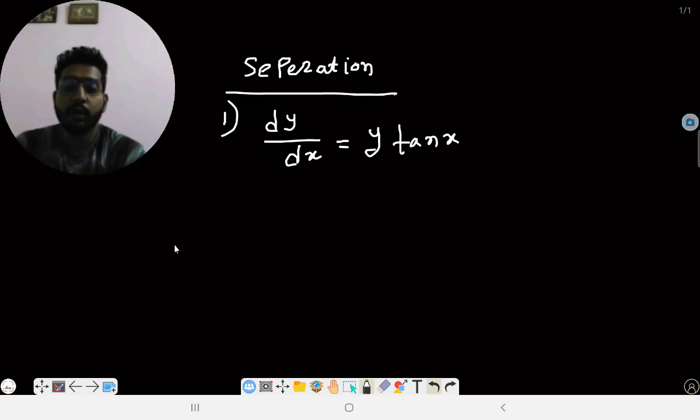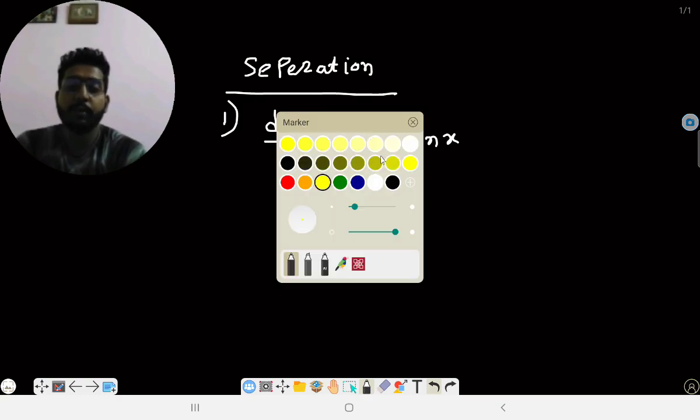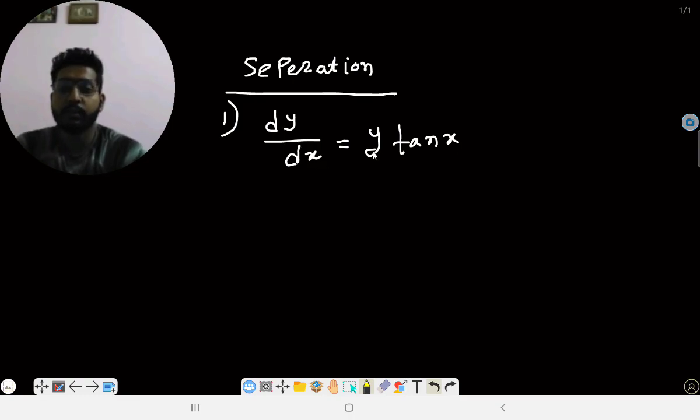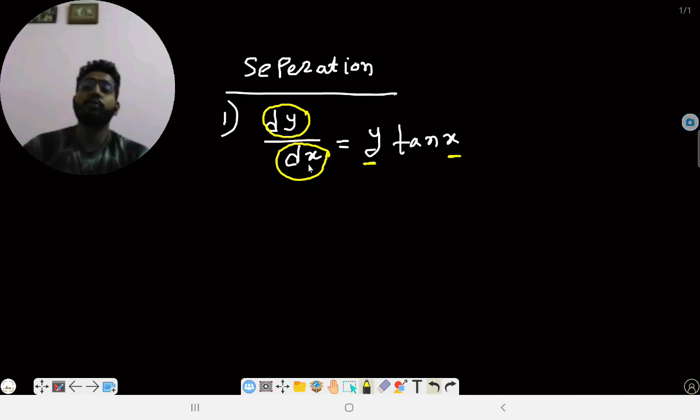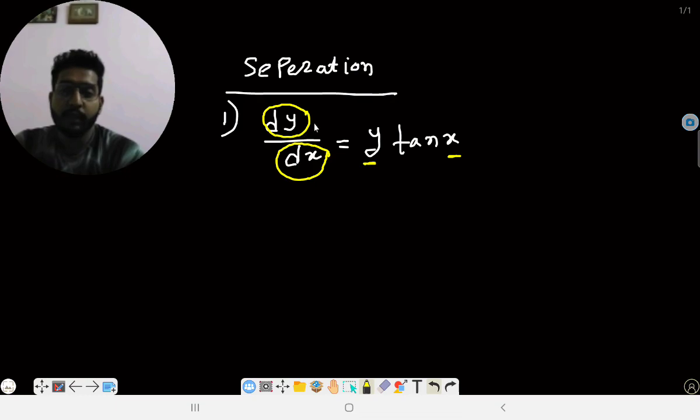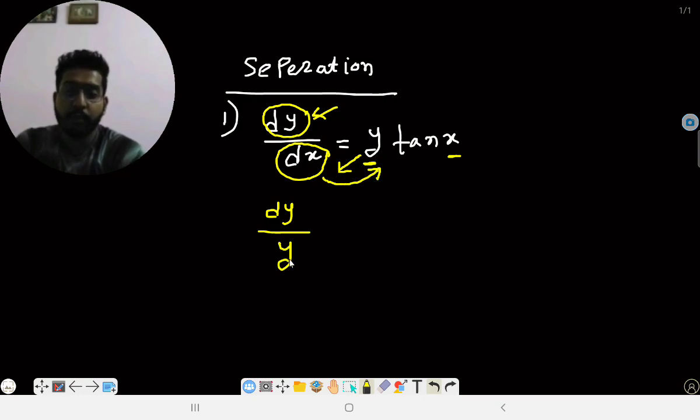So the first technique is called separation. Now what is separation? Separation means you have to separate the variables. Look, there are two variables, y and x. You have to separate them in such a way that y and dy are together and x and dx are together. So dy contains the y terms and dx contains the x terms. Here is my dy, and here is y. Now if this y comes here and dx goes there, that will become dy by y equals tan x dx.